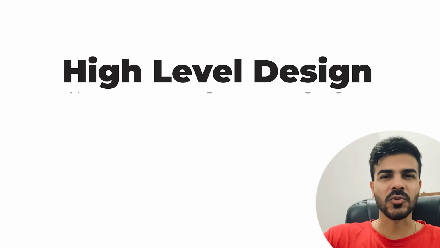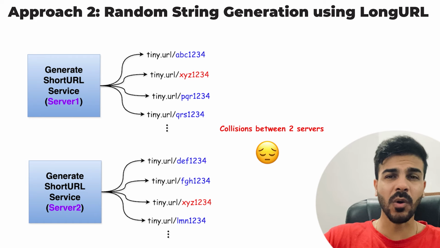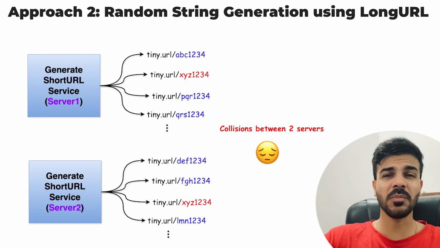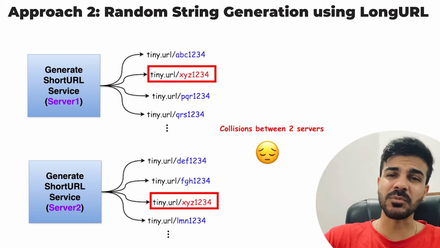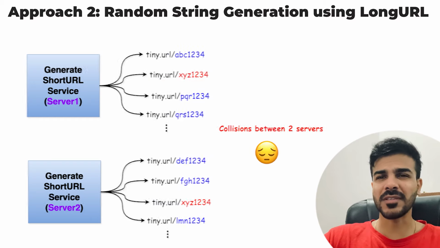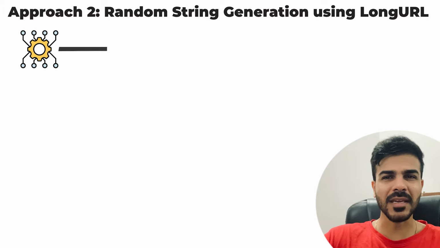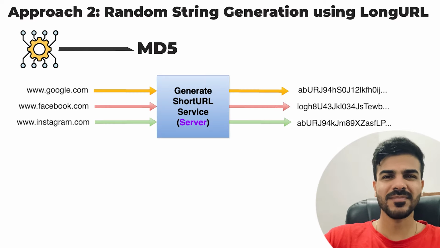Let's look at another approach. Earlier we learned that using random string generation on different servers led to a collision problem, where two different long URLs could end up having the same short URL. Now to tackle this, let's use a smarter method, an algorithm like MD5. So how does MD5 help?